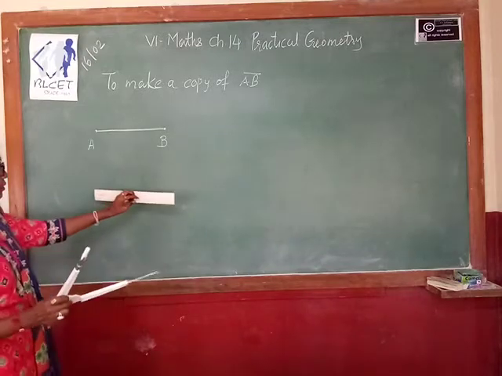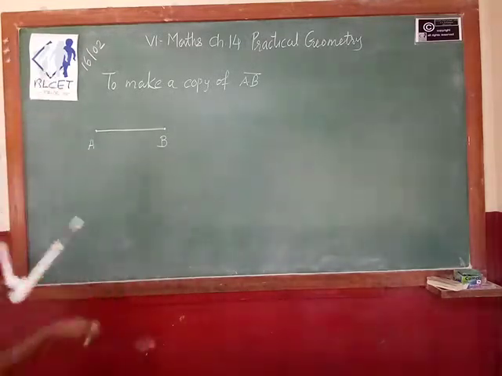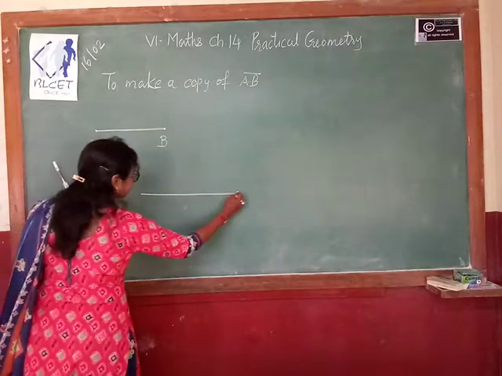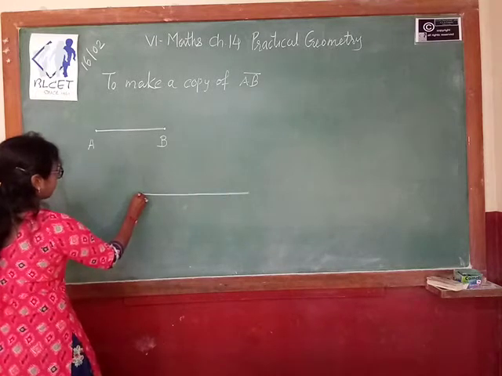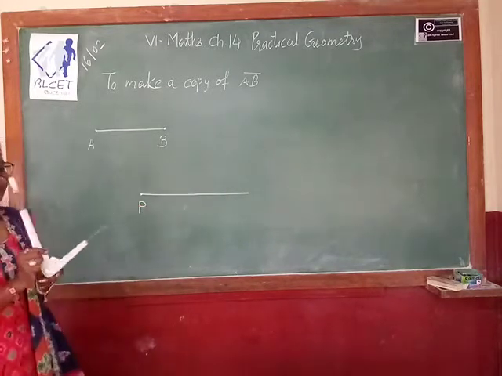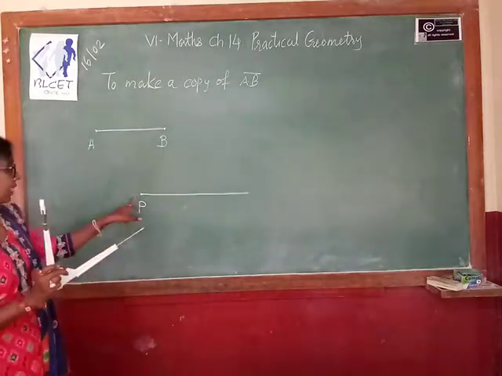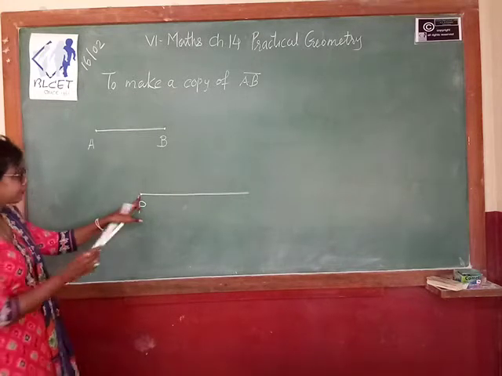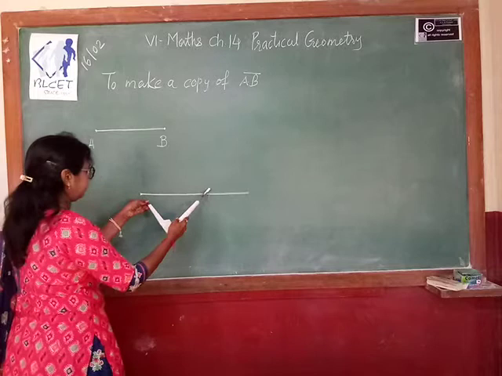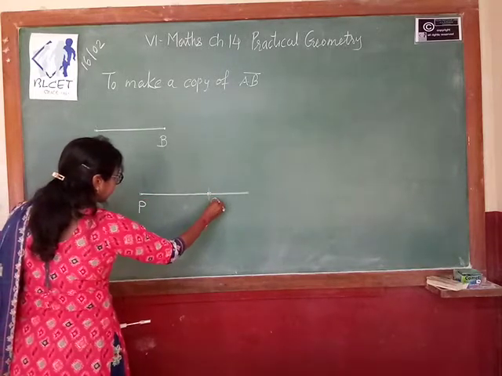Now what we have to do? We can draw another line segment with the help of the ruler. Here is your point P. We have already measured the length of AB on these compasses. So keep your pointer over P and draw an arc like this. We get one point over here, name it as Q.